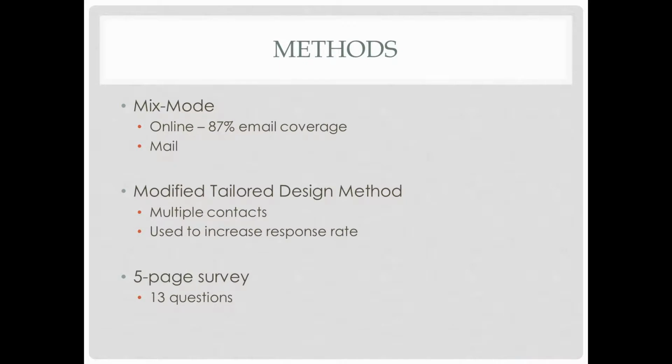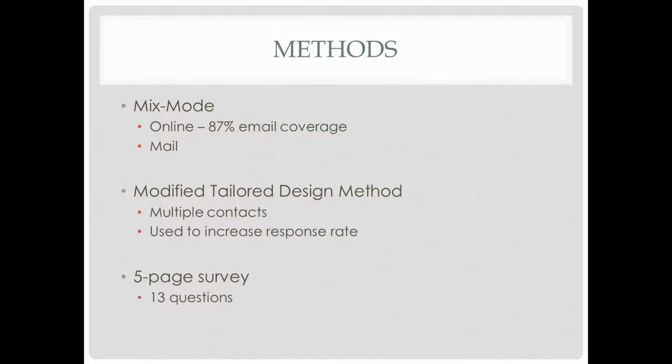This is pretty much typical for what we do on all our surveys. We did mixed mode, online and mail. Our online, we had 87% of our folks we had email for. So we tried to reach them by asking them to do the survey online first. If they didn't respond, or those we didn't have emails for, we then followed up with mailing a copy of the survey to them. This modified tailored design is just our standard mailing procedure with multiple contacts. We use this also for emails, multiple email contacts, multiple mail contacts. This is how we get to these really high response rates that we do have.